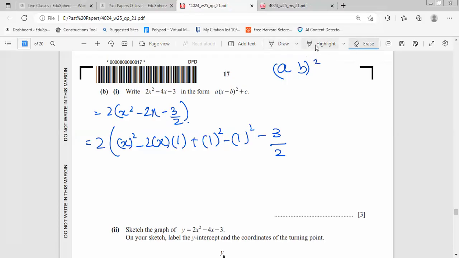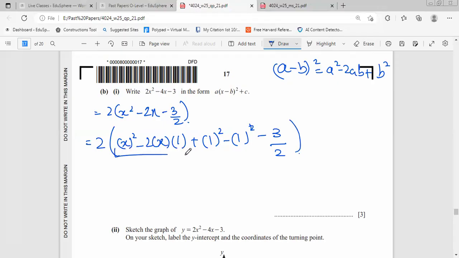If it is a minus b whole square, it equals a square minus 2ab plus b square. So that's why I'm adding this b square. If I'm adding this, I have to subtract the square as well. And this is already here, minus 3 by 2.